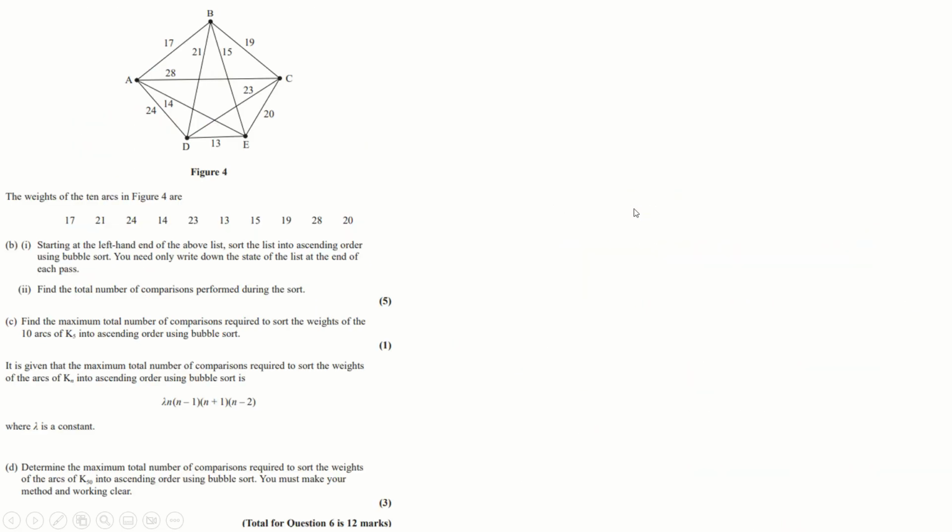We have weights of 10 arcs here in figure 4. Here they are. And then we have to do a bubble sort here, so I'm not going to do all the bubbles, obviously. I'm just going to write out the last list at the state of the list. So we bubble this, nothing happens. We bubble this, nothing happens. We bubble this, and those two swap over.